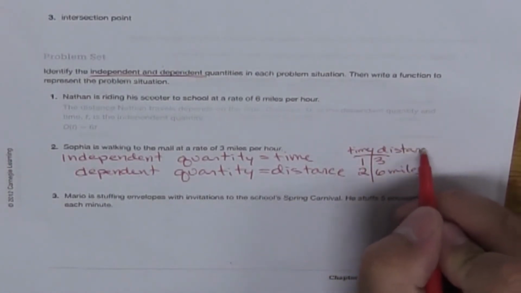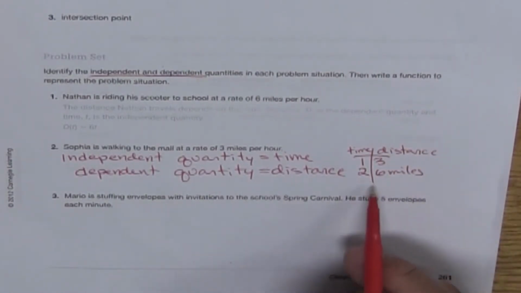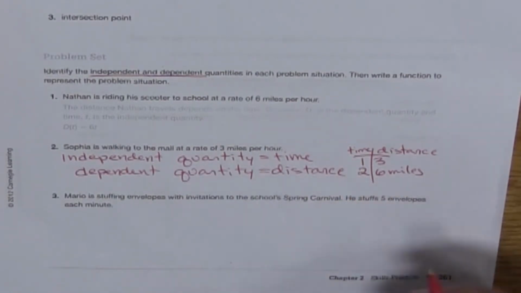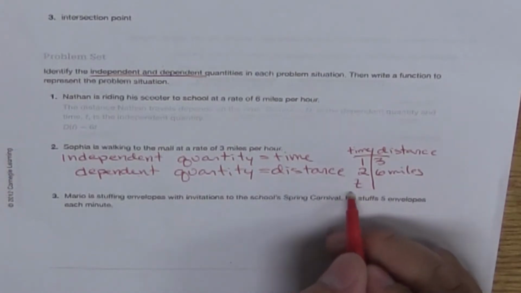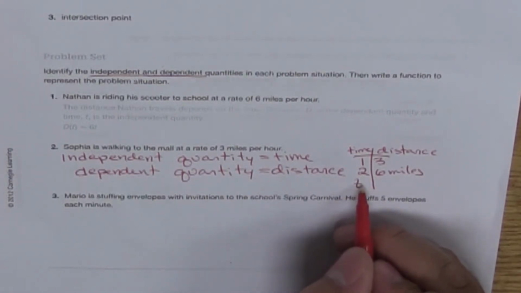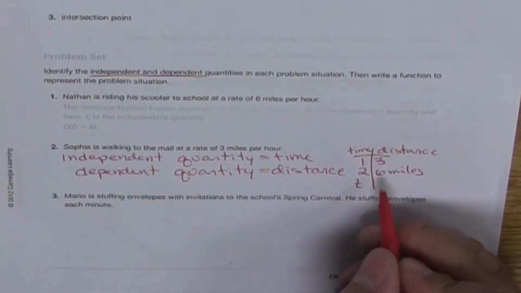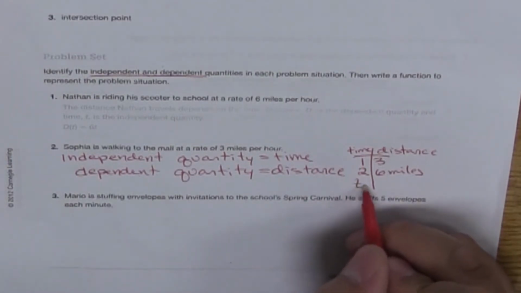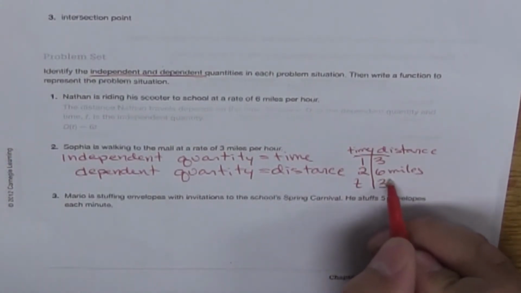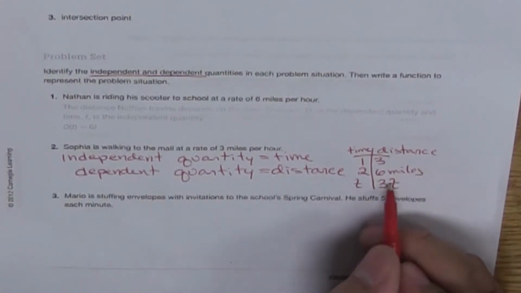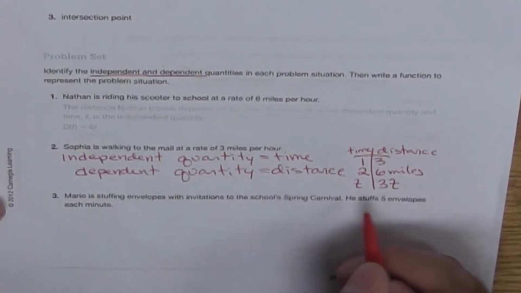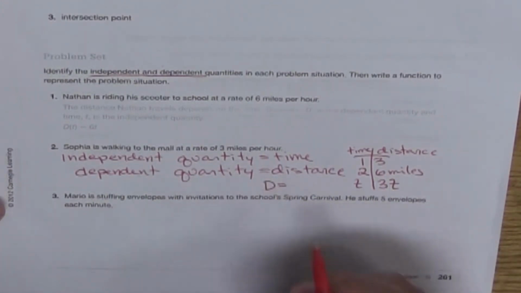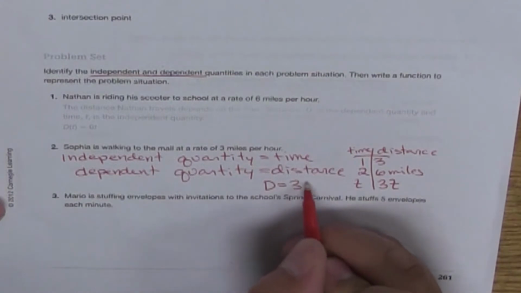So what's a nice way to figure out how much distance she will have traveled after a certain amount of time? If I don't know how much time she has traveled, t, whatever that value is, what do I got to do? All I got to do is multiply by 3. So if the time is t, I'm going to take 3 and multiply it by t, and that'll give me the amount of miles that this person has walked. So if you want a function, we've got it. The distance after a certain amount of time is equal to 3 times t.